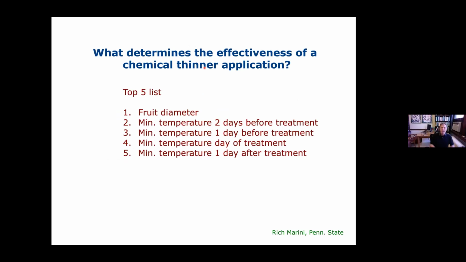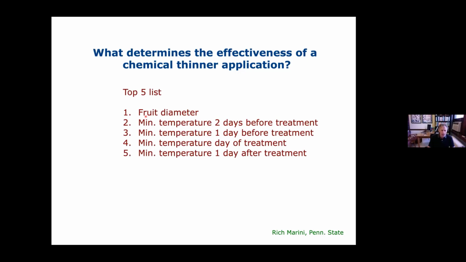So what determines how effective a chemical thinner would be? Number one is fruit diameter. And this is data from Rich Marini at Penn State. He went out and tagged hundreds, maybe thousands of fruitlets and looked to see what caused them to drop off when. So number one thing is fruit diameter. Typically we target when fruit diameter is 10 to 12 millimeters. Okay, so almost a half inch diameter of the fruit. So that's sort of the stage that we're often looking at.